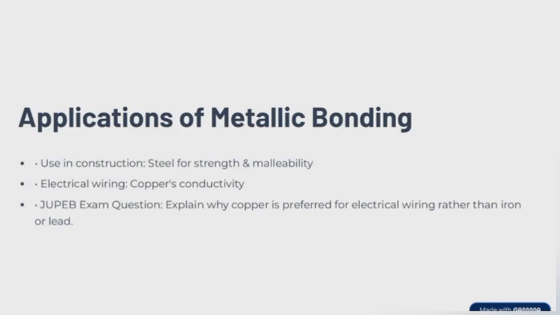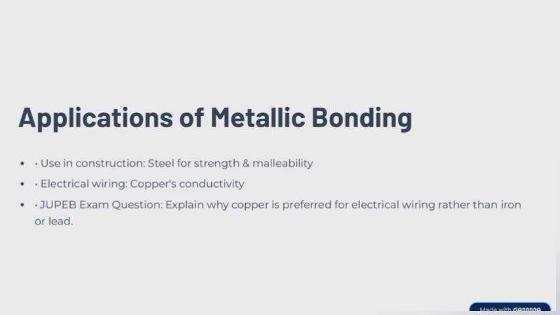Like, explain why copper is preferred for electrical wire rather than lead. The reason why copper is preferred is because it has a higher number of electrons compared to iron. The higher the number of electrons present, the stronger the bond or the strength of that metal, and also the higher its electrical conductivity.